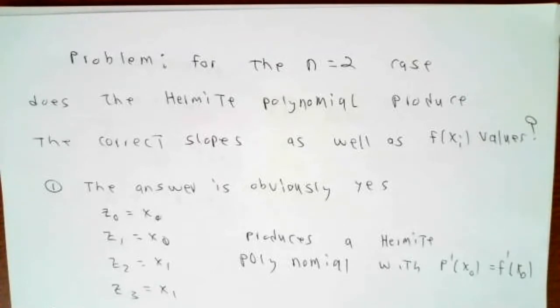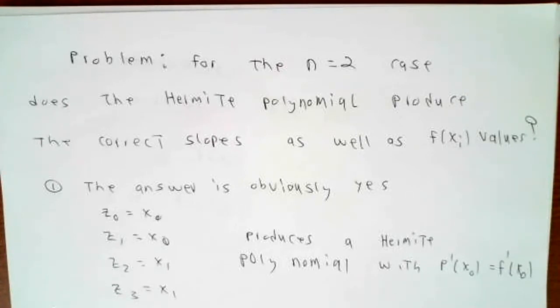On a recent homework assignment, I asked people to check and see if the Hermite interpolating polynomial produces not only the correct function values, but also the correct slopes for the n equal 2 case. Now, everyone is in agreement that the function values and the derivative are correct at the first data point on our list, because that was easy. We will see that in just a little bit.